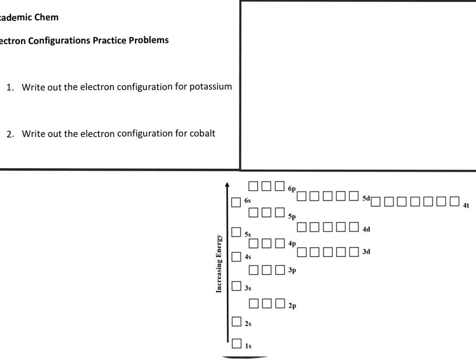So let's start with, write out the electron configuration for potassium. Potassium, when you look on the periodic table, has 19 protons, so we can assume that it also has 19 electrons. So to do that, we are going to start by filling out our chart.